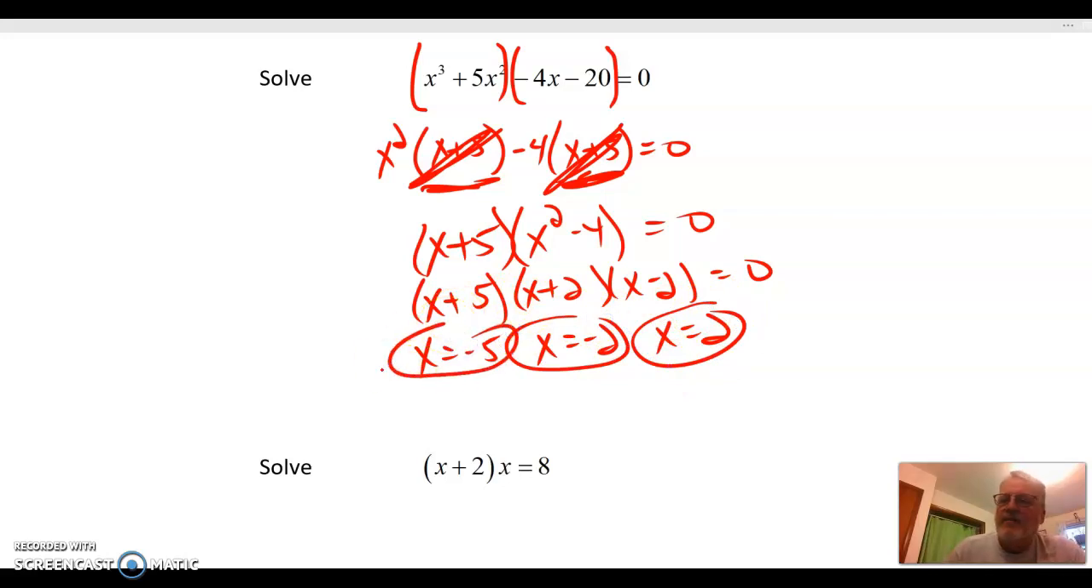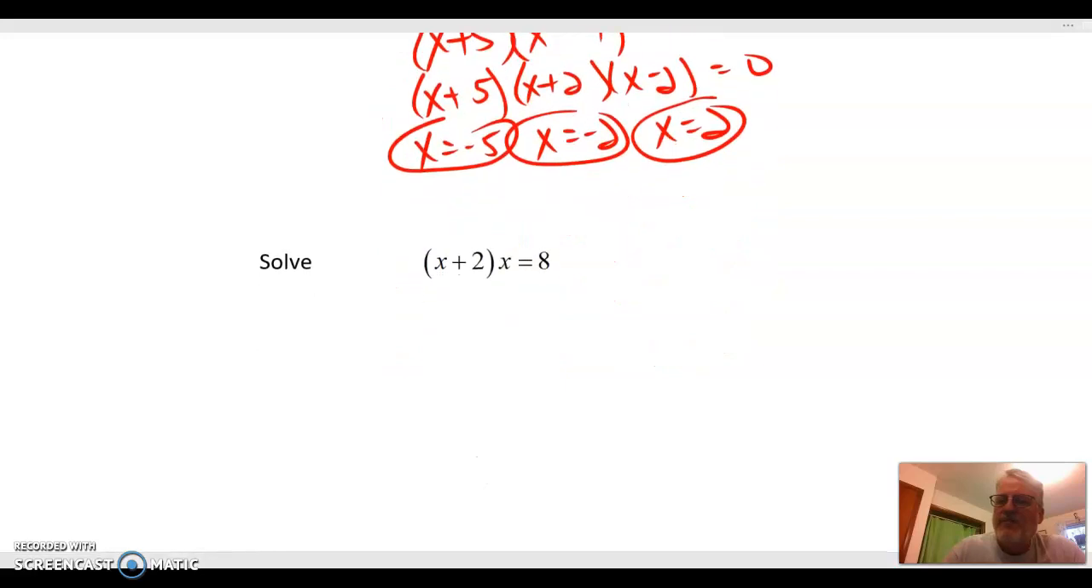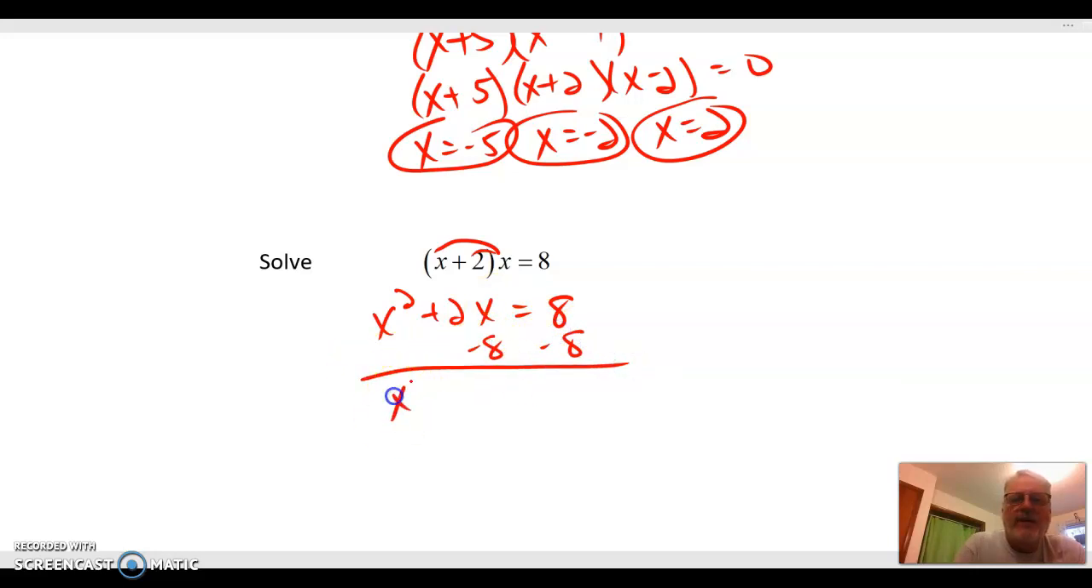Okay, and then the last one down here, this one looks totally different than all the others. It's just because it's all not arranged right. So I need to just do a little bit of rearranging. So I'm going to distribute this x. So that's going to give me x squared plus 2x equals 8. And like I said at the very beginning, I want everything to be on the same side. So I'm going to subtract 8 from both sides. So x squared plus 2x minus 8 equals 0.